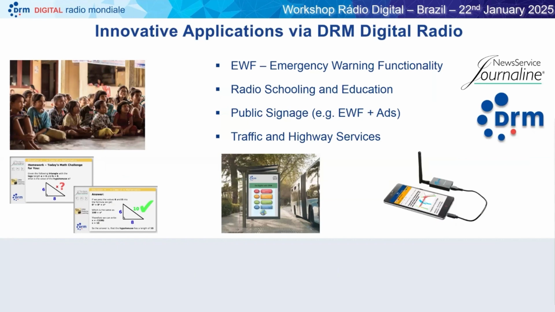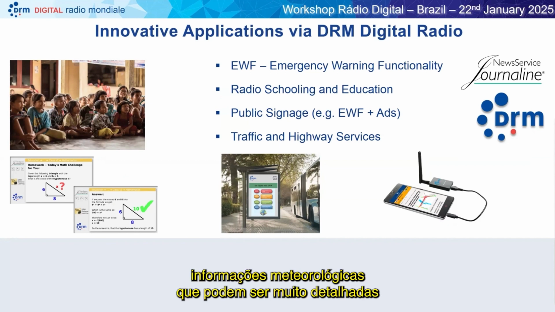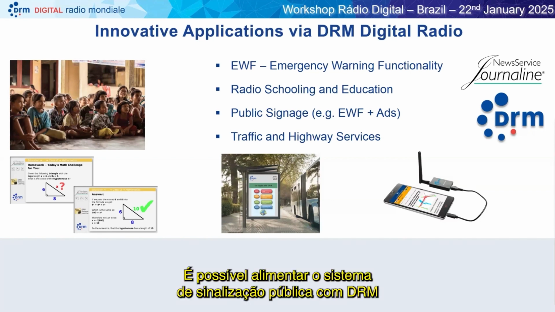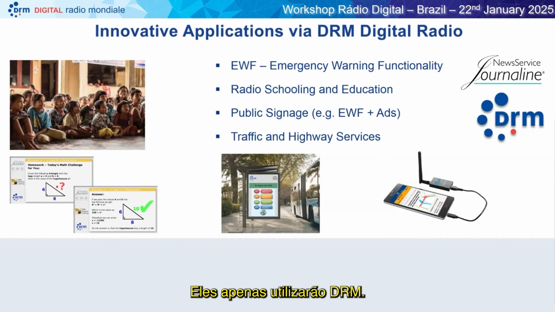So we have listed some here, but it can also be anything else. It can just be news, it can be sports information, it can be weather information, it can be very detailed for farmers, for example, so that they know when they have to bring in their crops. You can have job boards. What we have listed here, of course, is emergency warning. You all know that. We've got radio schooling. You can feed public signage kiosks with DRM, so they don't need to have any extra network connection. They will just come up via DRM, and of course traffic services.